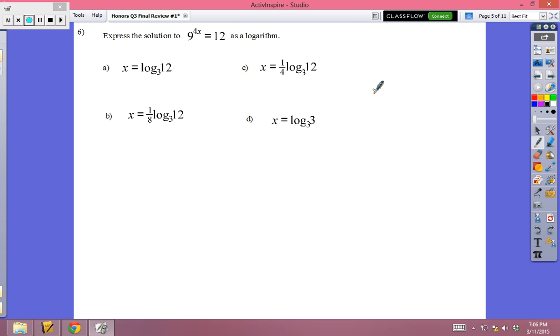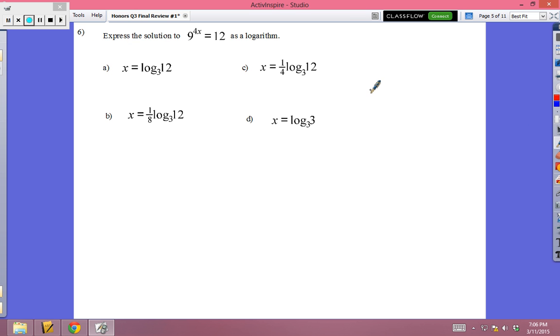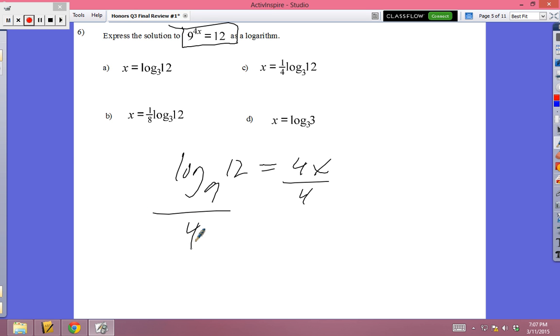Okay, number 6. Let's morph this to a log. So 9 raised to the 4x is equal to 12. So it's going to be log in base 9 of 12 equals 4x. And then divide that by 4, divide that by 4. So x is equal to log in base 9 of 12, that whole thing divided by 4.